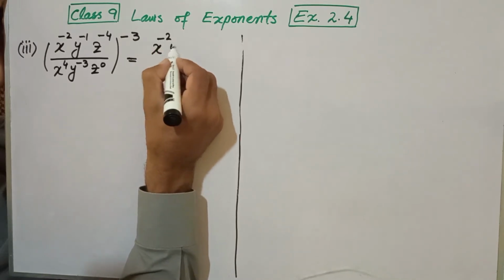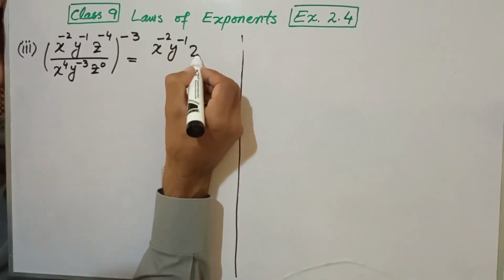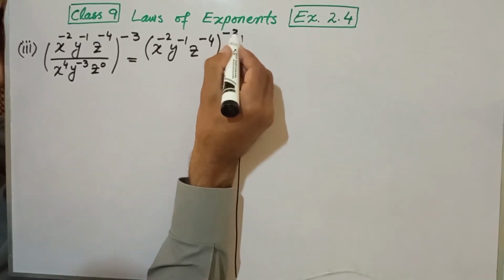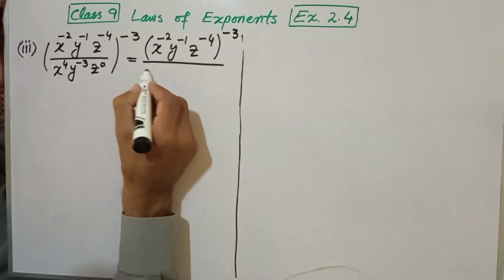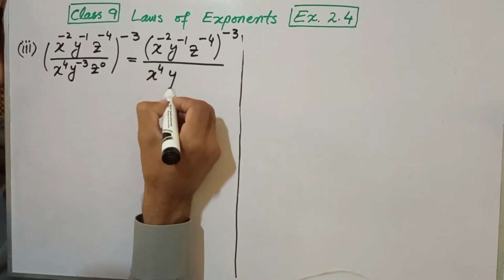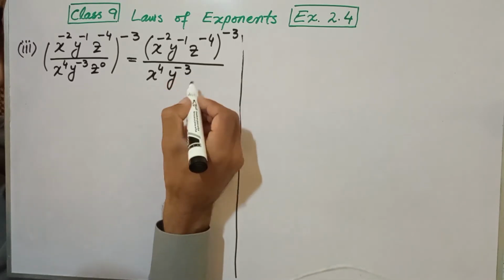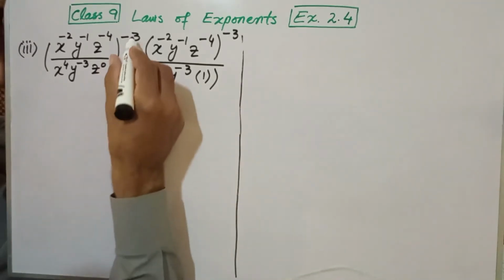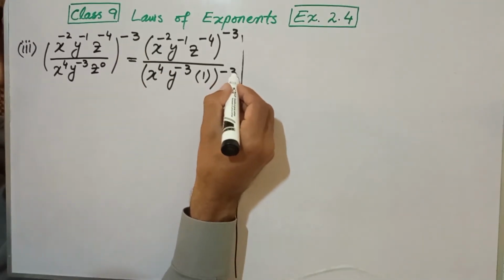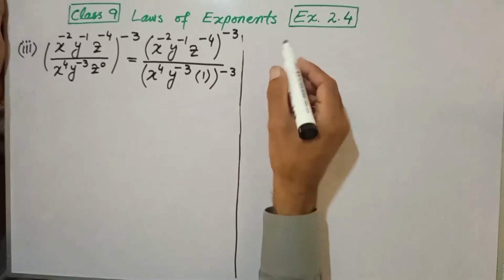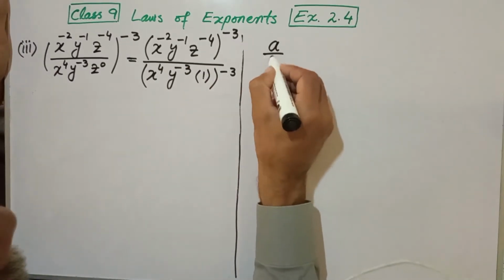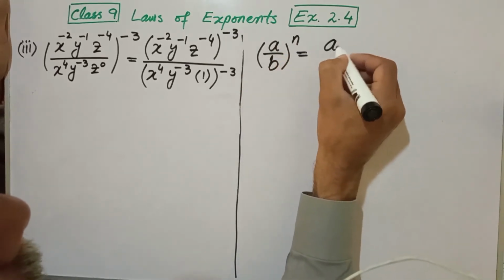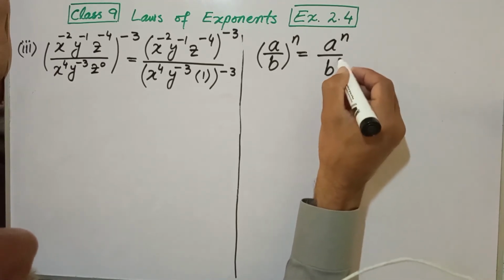x power minus 2, y power minus 1, z power minus 4, whole power minus 3, divided by x power 4, y power minus 3, and z power 0 is 1. We know that. And this is the whole power minus 3. Here we use the property (a divided by b) whole power n is equal to a power n divided by b power n.